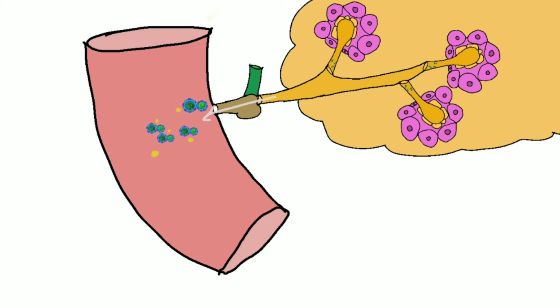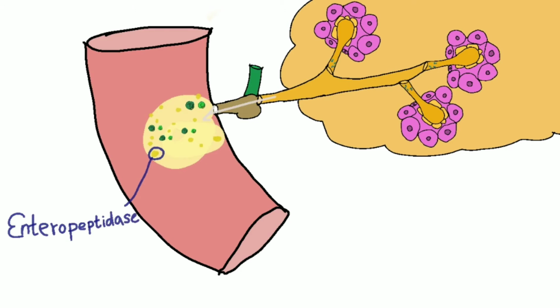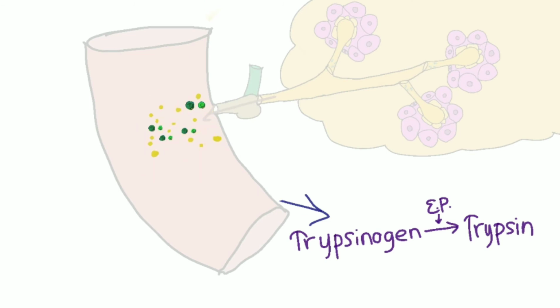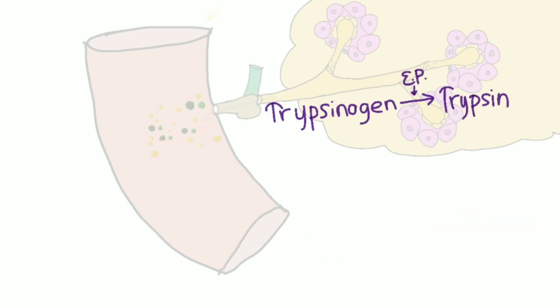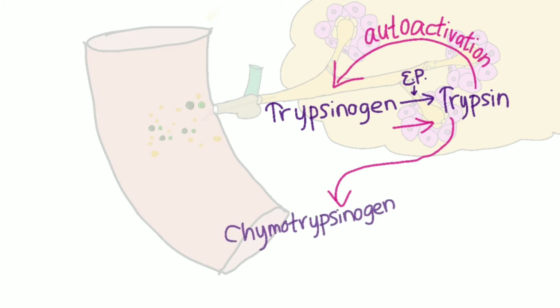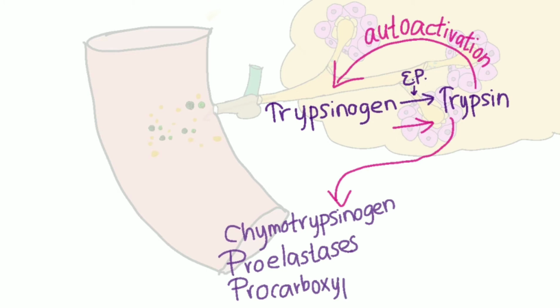After reaching the duodenum, these enzymes are converted back into their active forms by the enzyme enteropeptidase. A series of enzyme activation occurs here, where trypsinogen is converted into trypsin. Trypsin auto-activates trypsinogen in order to produce more trypsin. In the presence of trypsin, other zymogens such as chymotrypsinogen, proelastase, and procarboxypeptidase will be activated.